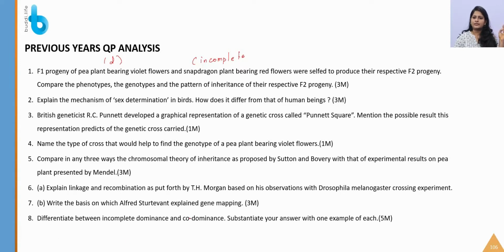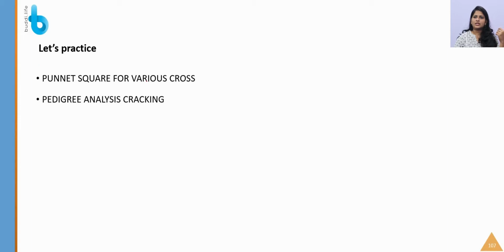And the final question is: differentiate between incomplete dominance and codominance, and support your answer with an example for each. So you have to tell about incomplete dominance and codominance, give examples for them, and explain and compare them. Yes, so with this you can practice these things. You have to practice Punnett squares for all the crosses, because only then can you easily identify the phenotypic and genotypic ratios. You should also know the pedigree analysis table which I have given, and you can crack various pedigree charts easily and thoroughly in the exam.